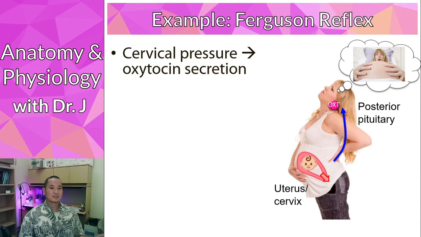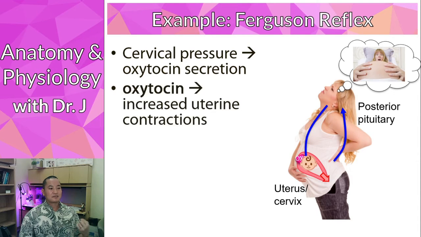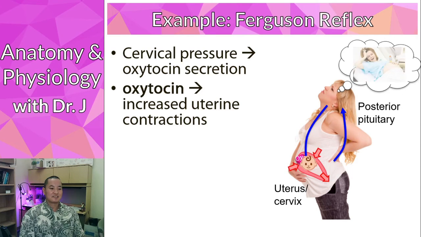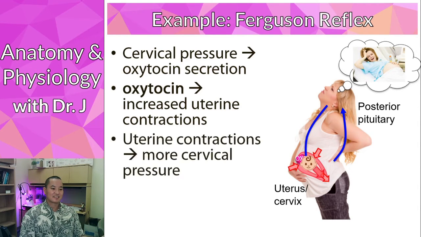Now oxytocin also targets the uterus and cervix. It's going to cause increased uterine contractions. If you contract the tissue, what is it going to do to the pressure inside the tissue? If you have your fist and you contract your hand, it's going to cause more pressure on your fist, right? That's what happens in uterine contraction. It causes more pressure on the inside. As you apply more pressure, that's going to cause more cervical pressure. As you do more cervical pressure, that's going to cause the release of more oxytocin. As you release more oxytocin, this pressure increases.